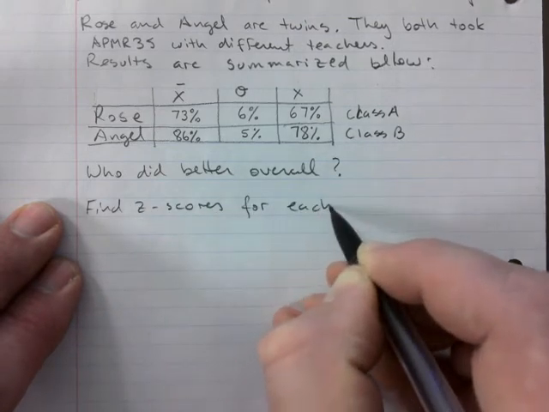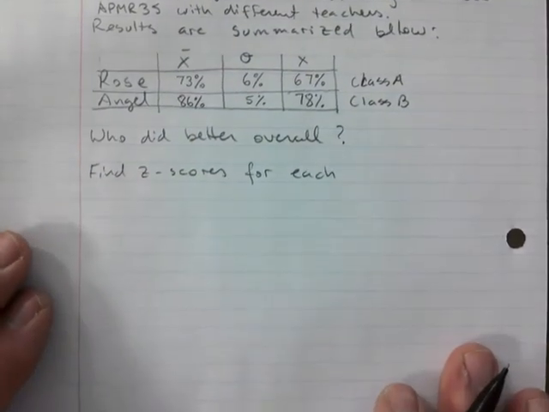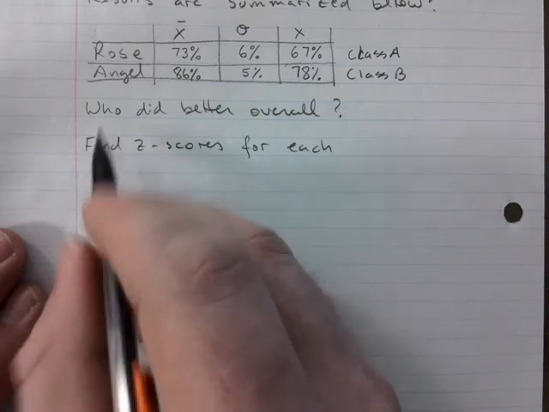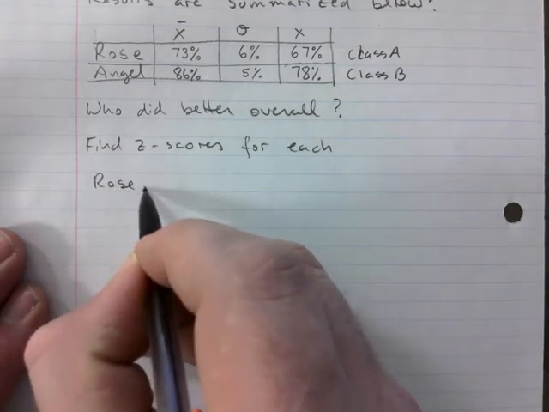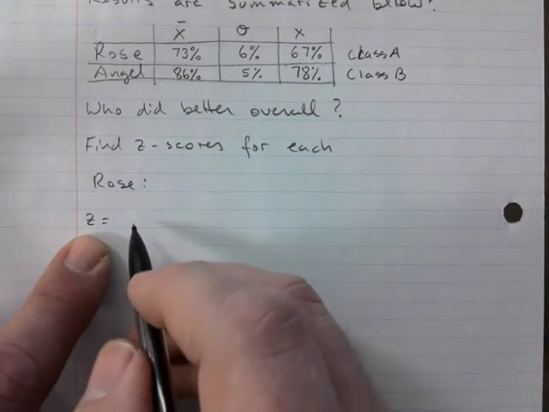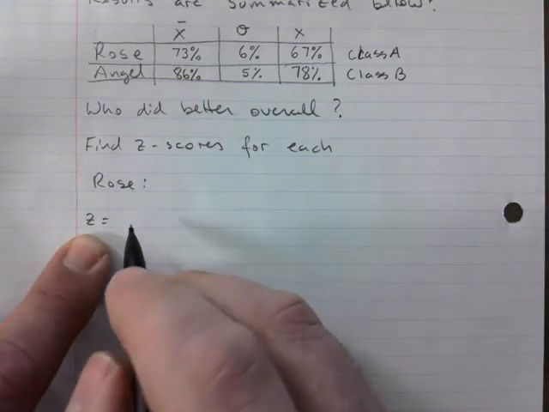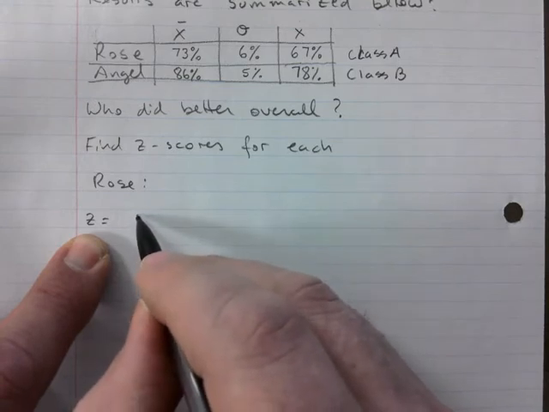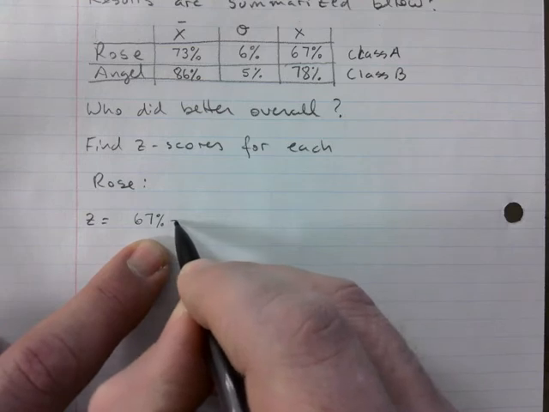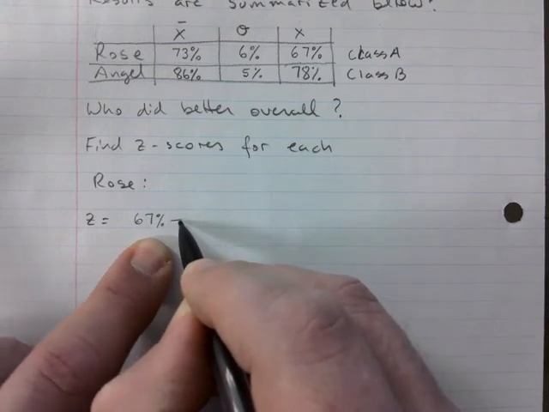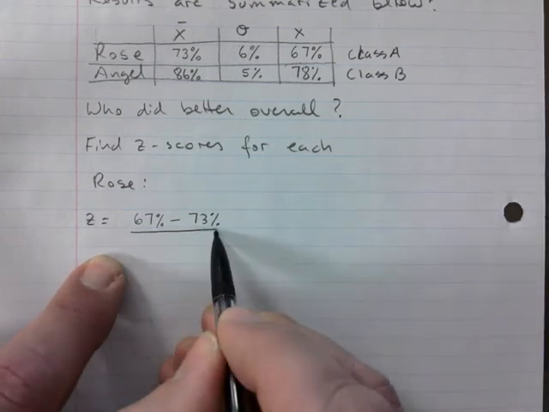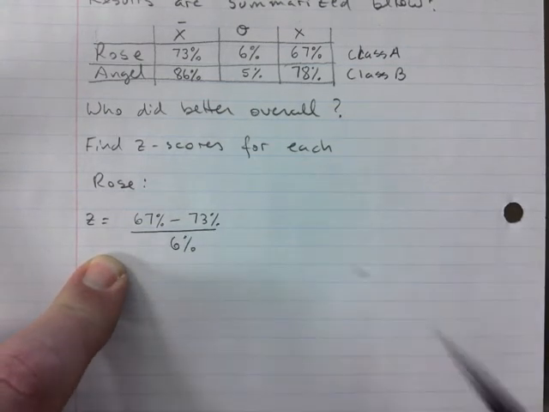Okay, so we'll do rows here. The z-score for Rose, you have to use that formula that I just gave you, which is her actual score. I know it's all percent, that doesn't matter. Minus the average, which is 73%, divided by the standard deviation, which is 6%.